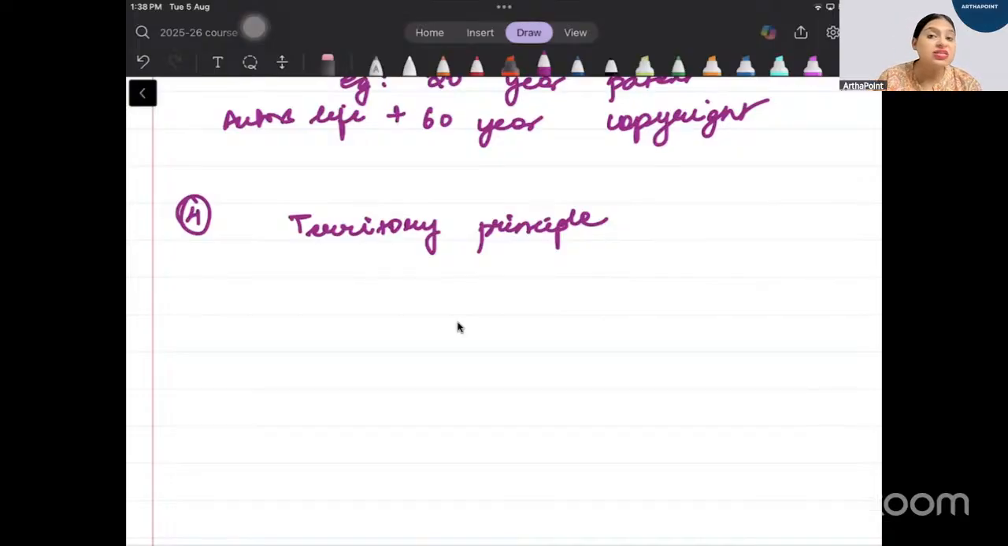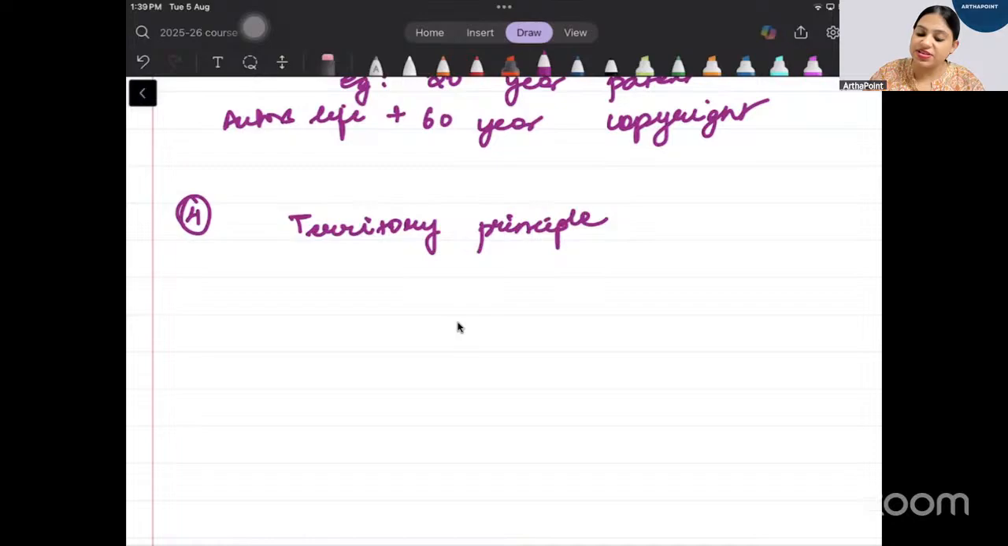But there are some international treaties which can protect a particular thing against copying across countries. We will talk about that also. कि international treaty क्या होती है? We will go ahead and discuss that also.